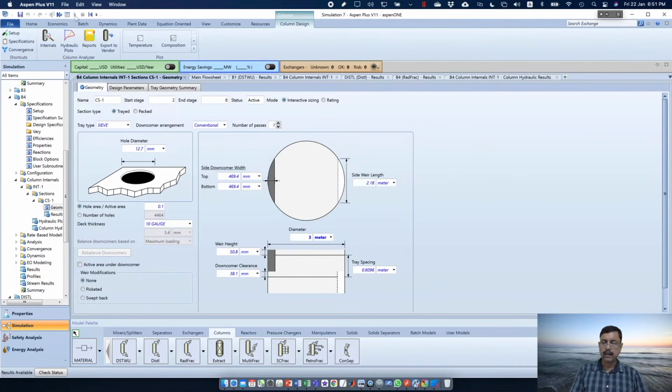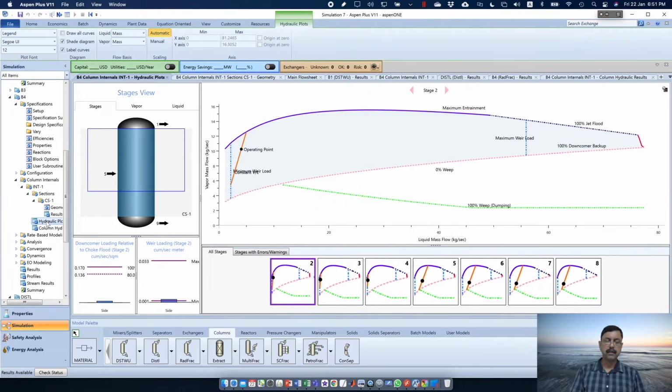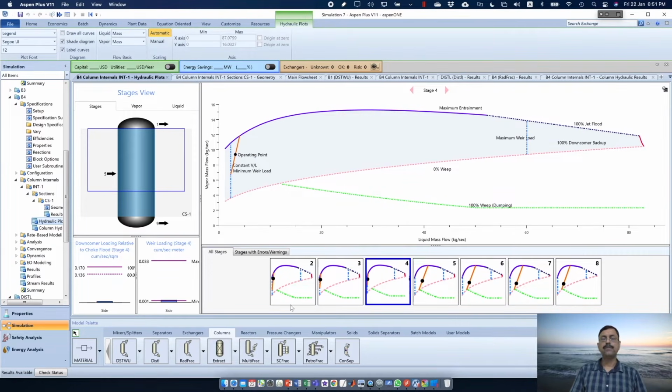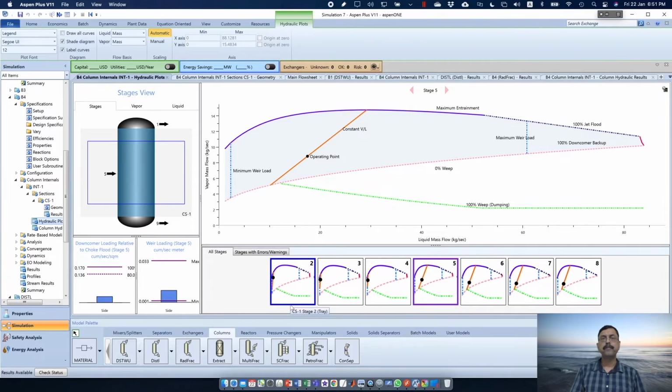The run is complete. Now we go back to column hydraulics once again. Now it is fine. The entire column is blue. Earlier the top portion was red. Now each and every point, this is tray number 2, which is coming within this. 3 also is coming within this. 2, 3, 4, 5, 6, 7, everything is within the limit of entrainment. So the column is running fine.